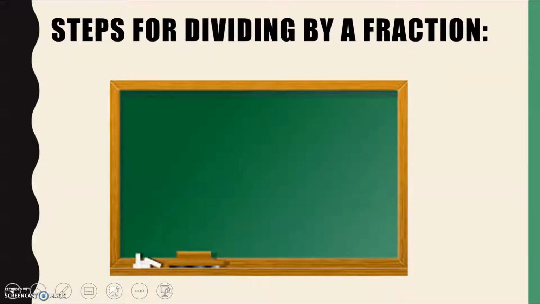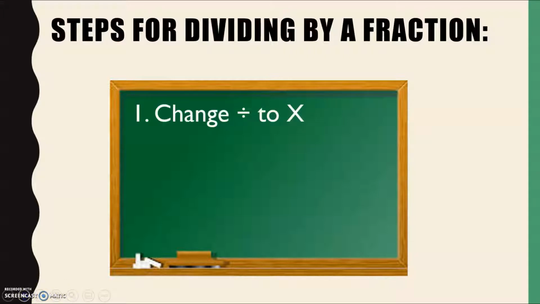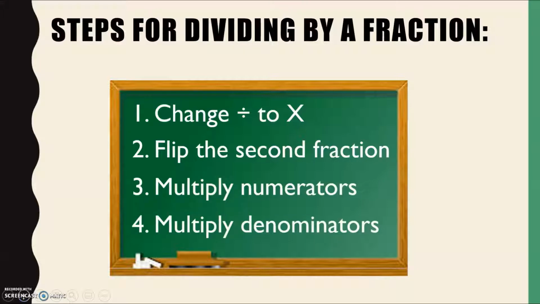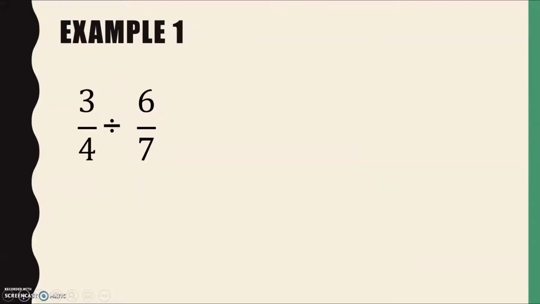So our steps for dividing by a fraction, well, our first thing we need to do is change the divide sign to a times sign. The next thing we do then is flip our second fraction upside down. We then multiply the numerators and multiply the denominators. So it's only an extra couple of steps to what we did last time. I think it'll be a wee bit easier to see with an example.